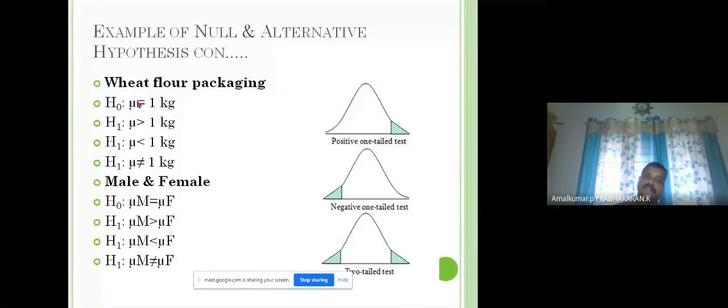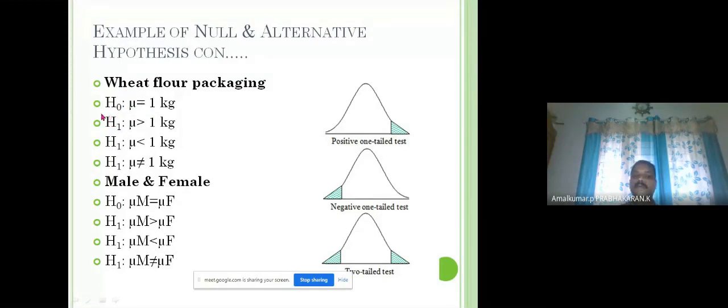Then this hypothesis can be expressed in a statistical derivation. Here the H0 denotes the null hypothesis and the H1 denotes the alternative hypothesis. And this is the mu value. The mu denotes the population mean. In the case of the wheat flour packaging example, the mu is the average weight of packages.